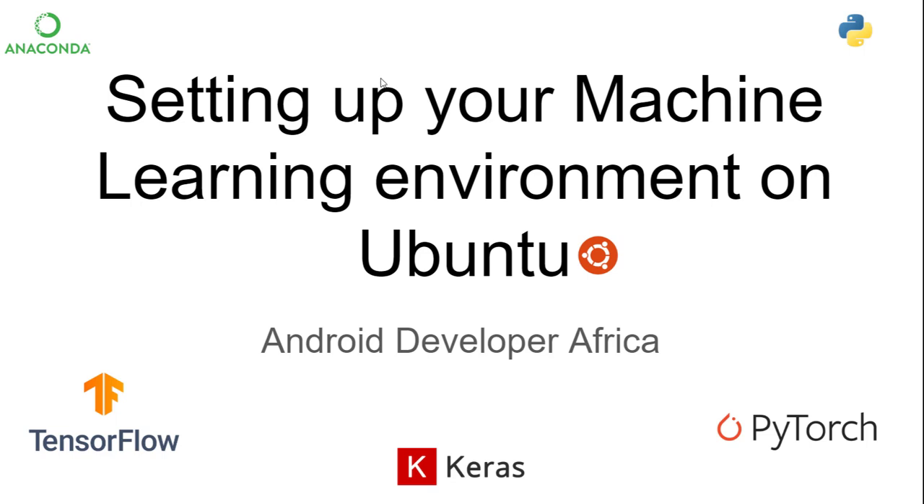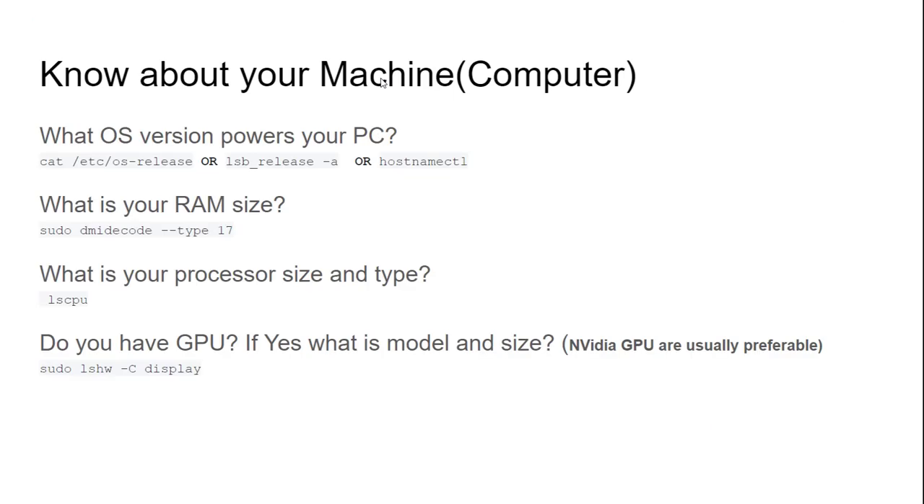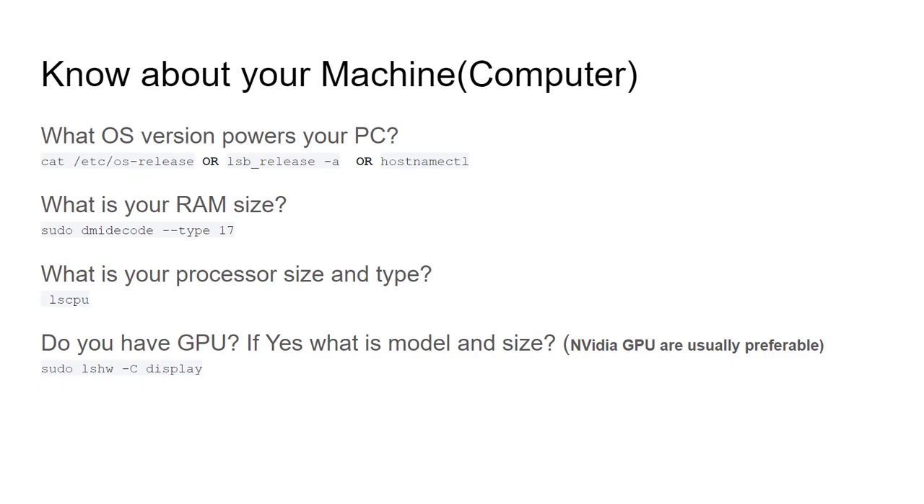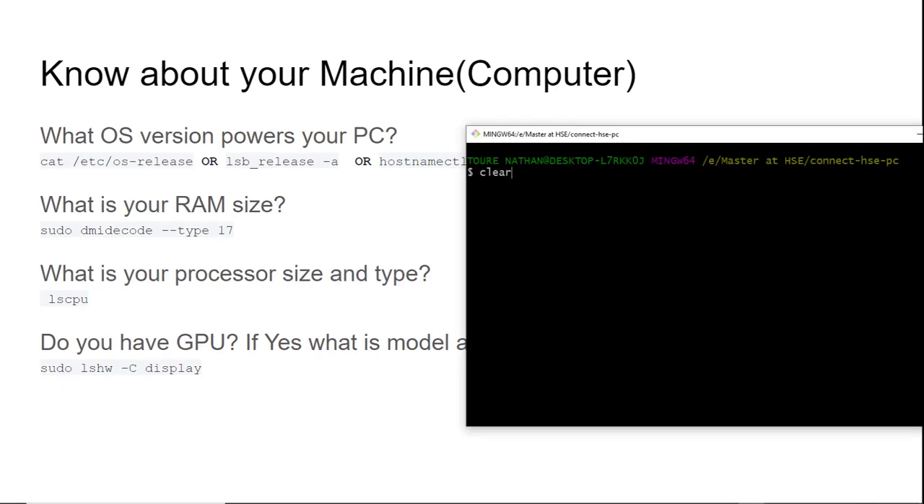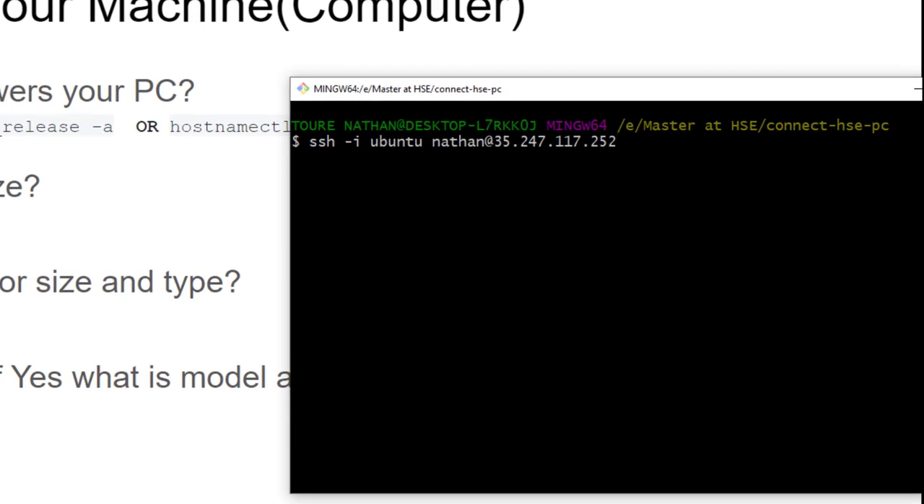The first thing to know about setting up your machine learning environment is to know about your computer. The more you know about your PC, the better. So the information we are interested in are the OS version, the RAM, the processor size, and the GPU availability. To get this information, I will go to my terminal and log into my Ubuntu server.